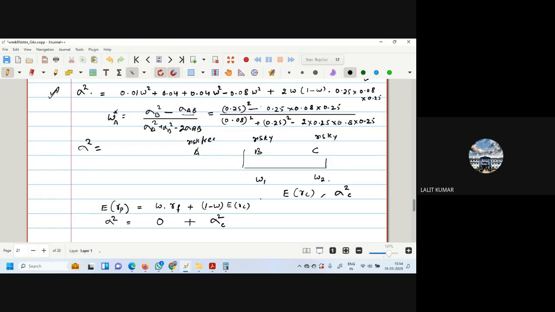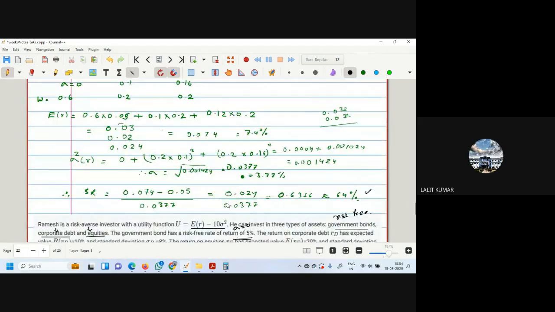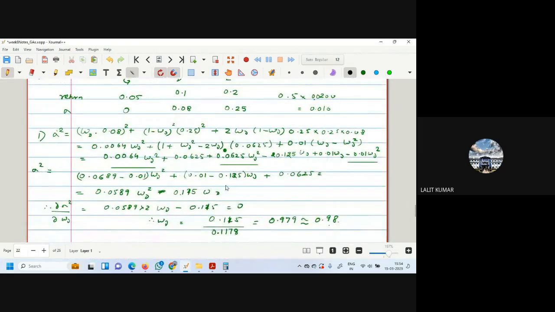So the steps: find W1 star, W2 star. Then using that, you find these two values. Now you include A also, and you find ERP and sigma square. Then your S will become ERP minus RF divided by sigma P. Is this okay? Perfect. Thank you. So these are the same steps which we have done earlier.